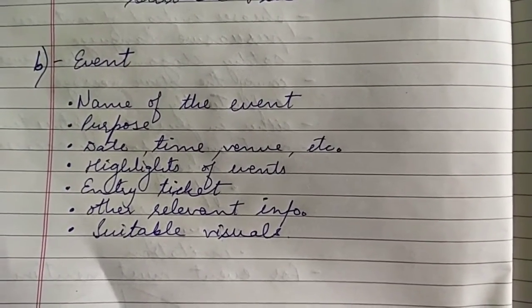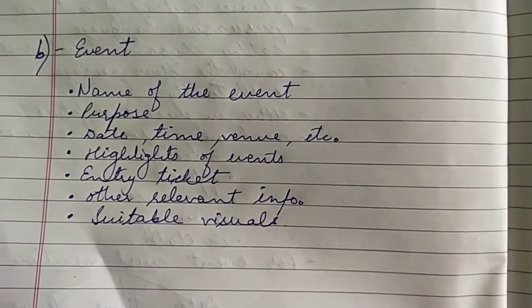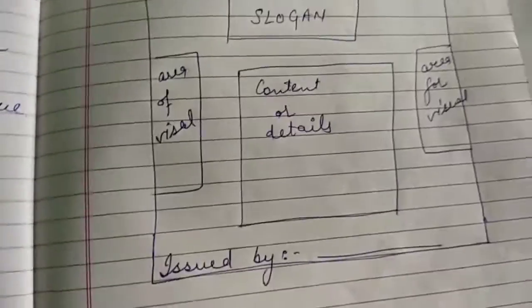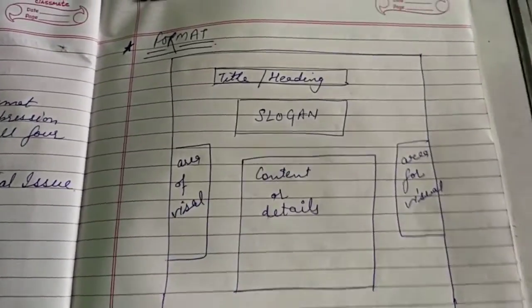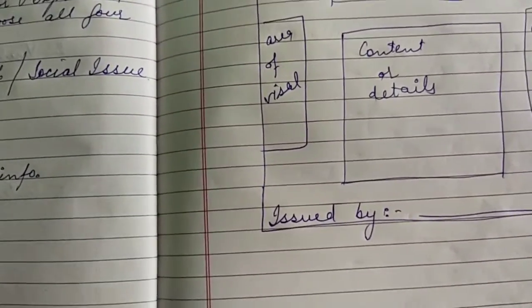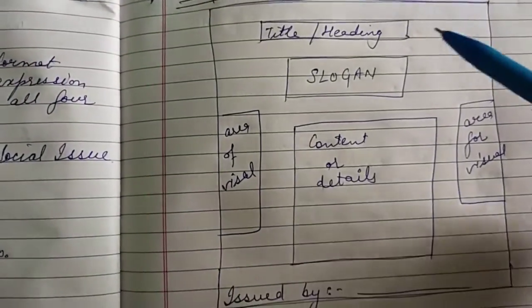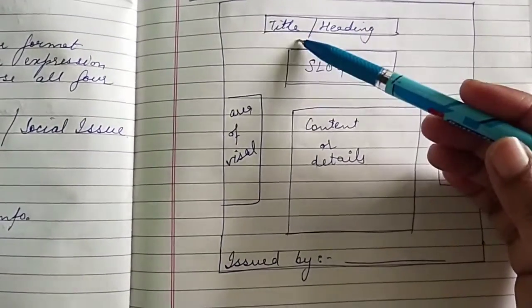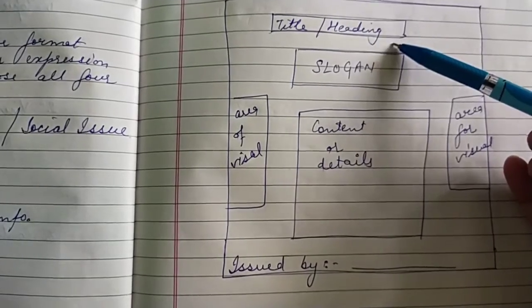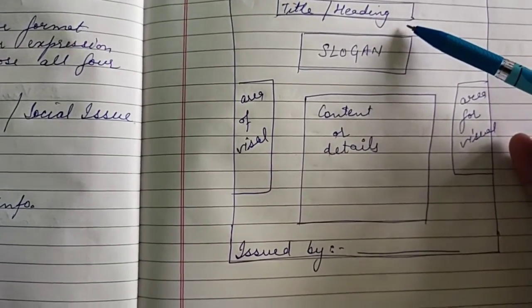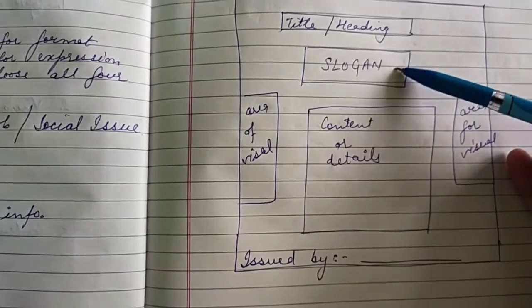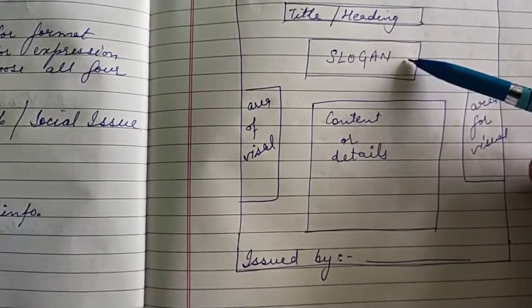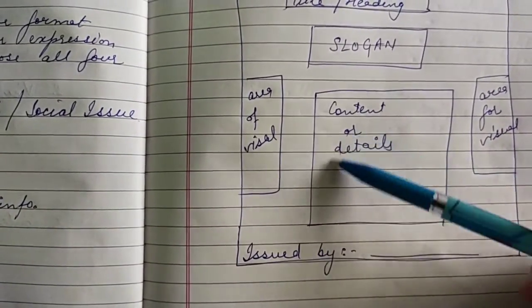So it was all about the different features, different content areas of the poster. Now let us look at the format. In format, first put up a box item as the notice was. First we should write the heading or the title. I have told you that it should be very catchy, very attractive. Next, leaving a line, slogan, then your content.